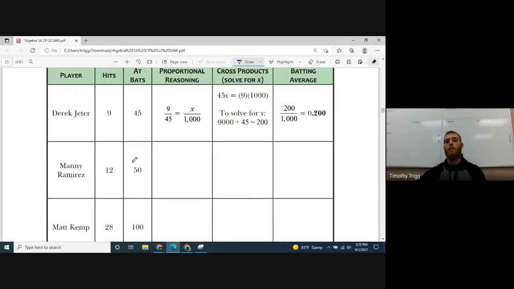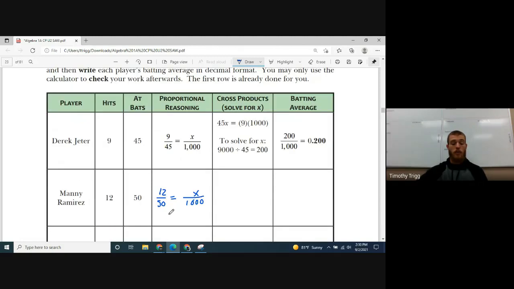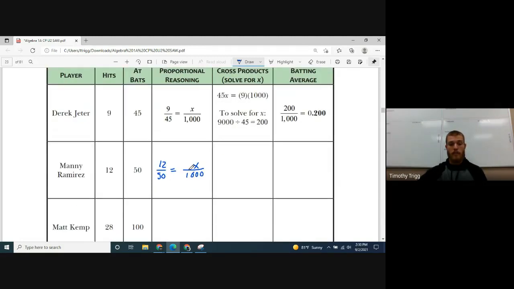Well, let's calculate some more people's batting average. Manny Ramirez here had 12 hits out of 50 at-bats. So that's 12 out of 50 is his fraction here. And we want to make a batting average out of 1,000. So this is his proportion that we're going to be solving. What we want to do to solve this is simply cross multiply. So 50 times x is 50x, and then 12 times 1,000 is 12,000.